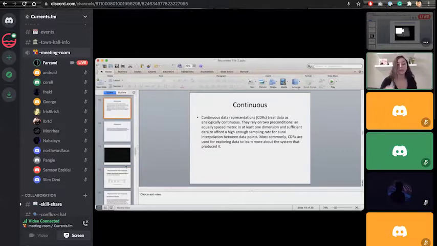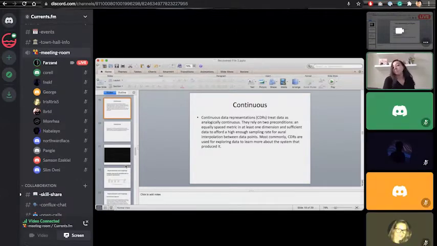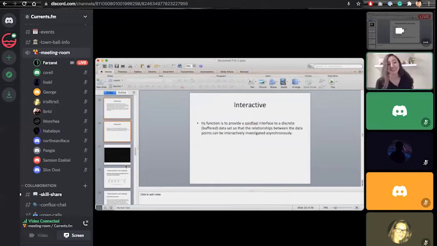And then we have continuous data representations, or CDRs, that are continuous. In this case, they have two preconditions that we have to consider. One is having an equally spaced metric in at least one dimension, and from the other side, sufficient data to be able to have the minimum resolution that we need for perceiving the data relations. They're used mostly to explore the system that produced the data. Then we have interactive, which is maybe more complex.